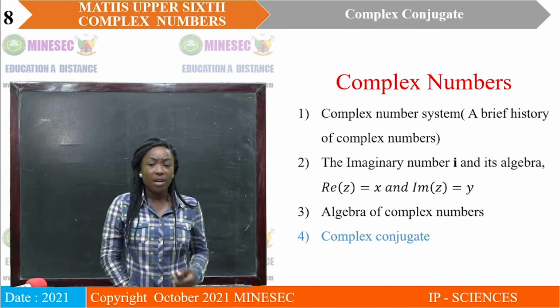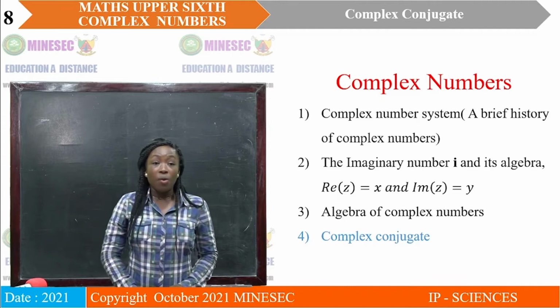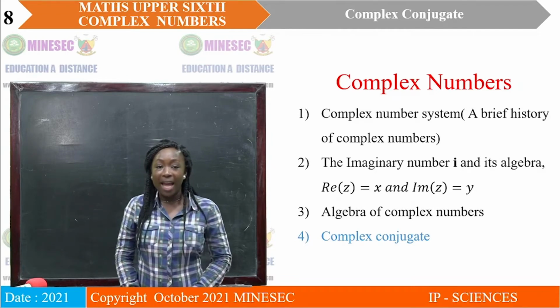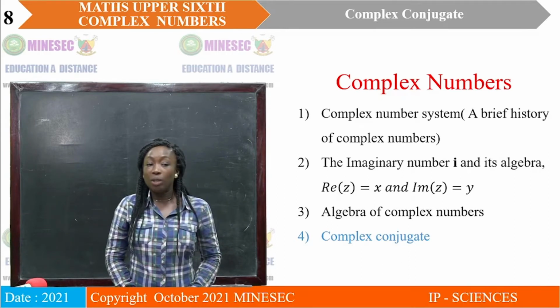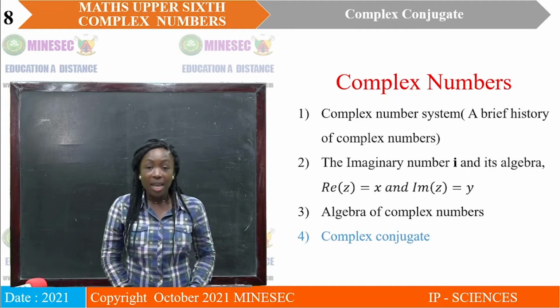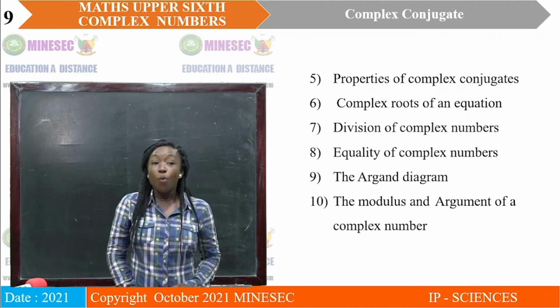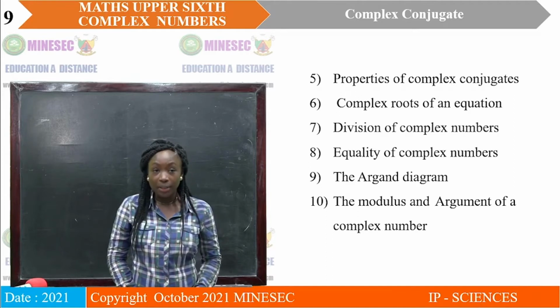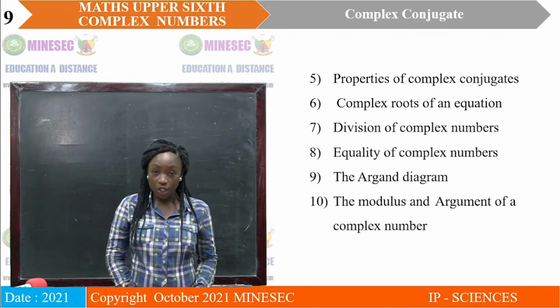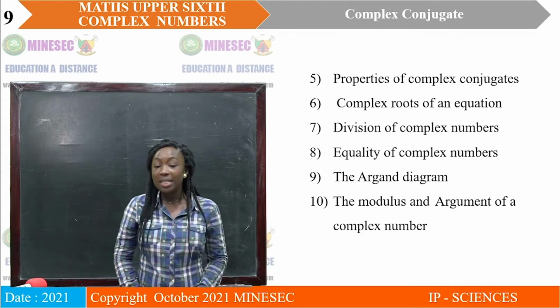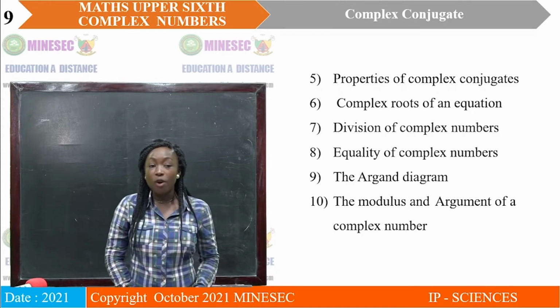Now we have lessons under the subtopic complex numbers. We have already seen the lesson complex number system, a brief history of complex numbers. Then we have looked at the imaginary number i and its algebra. And we have also looked at algebra of complex numbers. And actually, we are looking right now at the lesson complex conjugates, which will be followed by properties of complex conjugates. Next will be the complex roots of an equation, division of complex numbers, equality of complex numbers, the Argand diagram, the modulus and the argument of complex numbers.